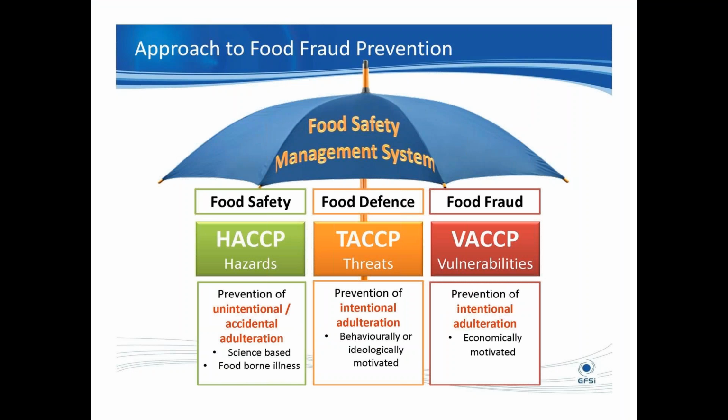GFSI has defined the food safety management umbrella to include HACCP, TACCP, and VACCP, and I have given the objective of these systems. Actually, HACCP is to prevent unintentional accidental adulteration, whereas TACCP is intentional adulteration. It is behaviorally or ideologically motivated, whereas VACCP, which is again intentional adulteration to mitigate the risks associated with food fraud, is economically motivated.